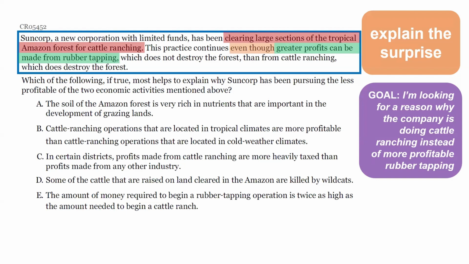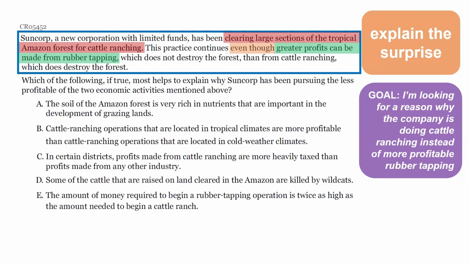This kind of precision is going to help us when it comes to confusing answer choices. One more thing. It's just about impossible to predict the correct answer choice, but if I'm fully engaged in the scenario, I find it hard not to think of reasons. My active brain comes up with ideas. Perhaps there's a shortage of equipment. Perhaps the government offers some subsidy for cattle ranching or tax on rubber tapping. Perhaps the longer term prospects are better for cattle ranching.